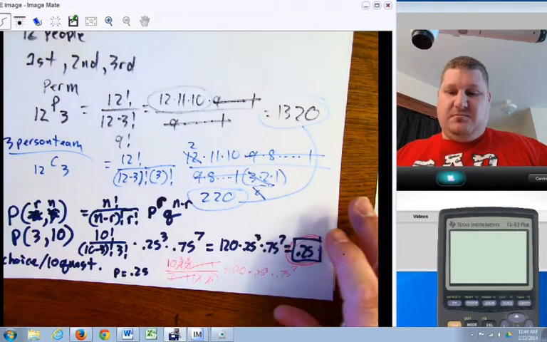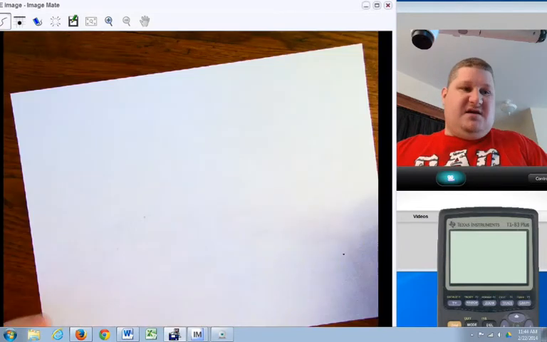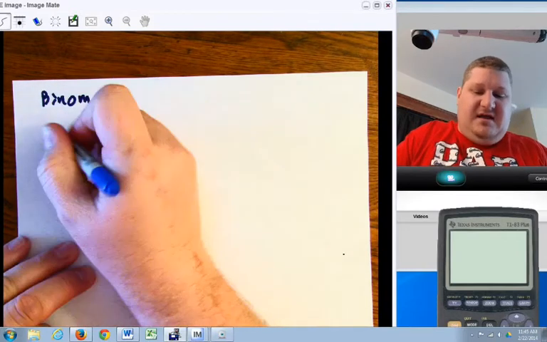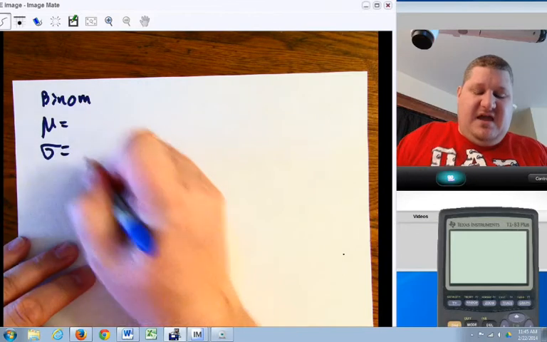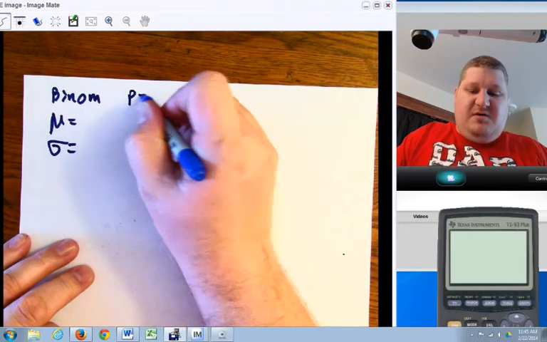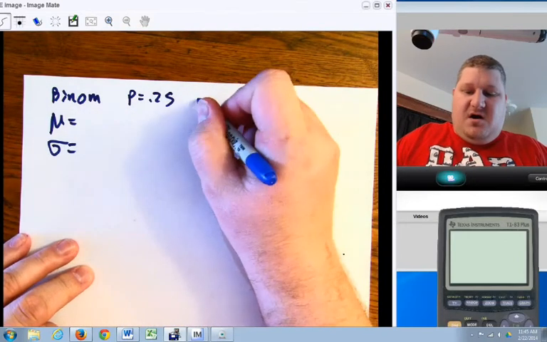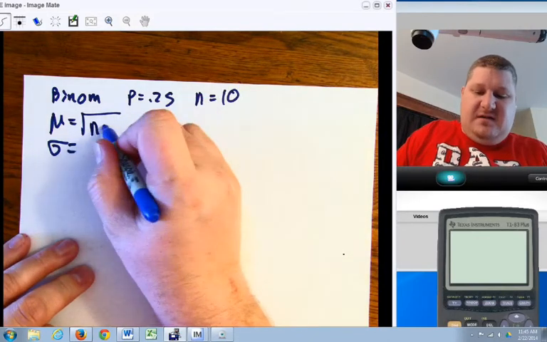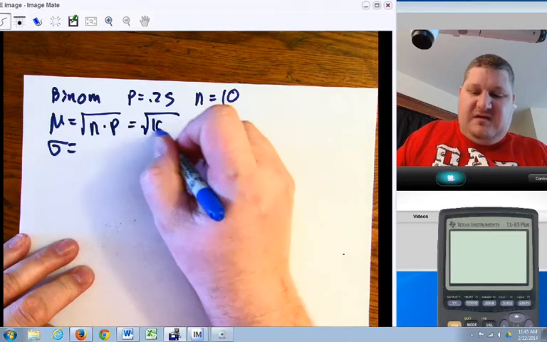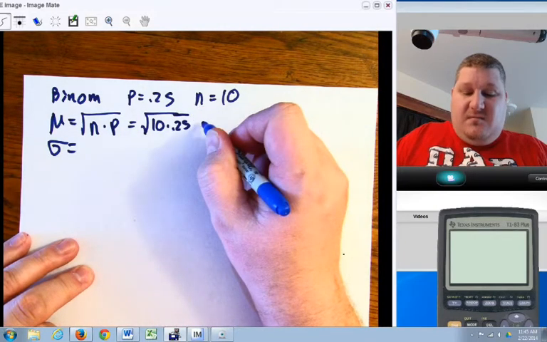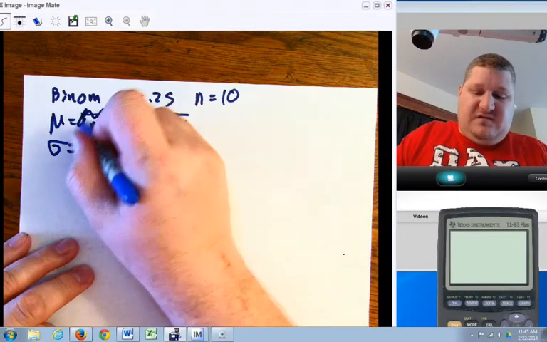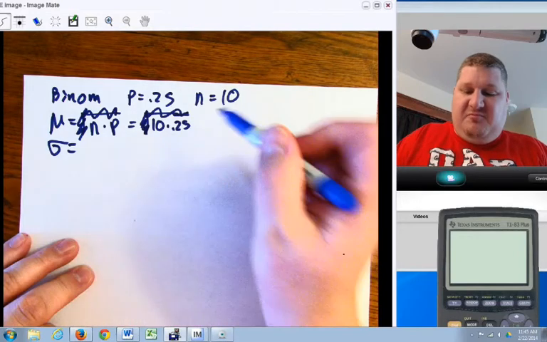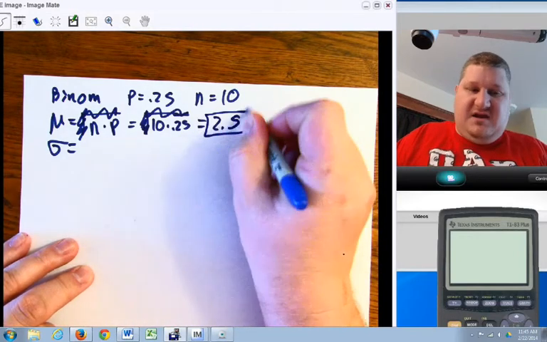But before I do, let's take what we were just doing, binomial, and find the mean and the standard deviation for binomial. Remember, our p was 0.25. Our total n was 10, so all we have to do is the square root of n times p, which is the square root of 10 times 0.25. I'm sorry, there's no square root. It's just n times p. Got in a hurry. Mu equals n times p, so it's 10 times 0.25, which is 2.5. That's how many I should be getting correct.